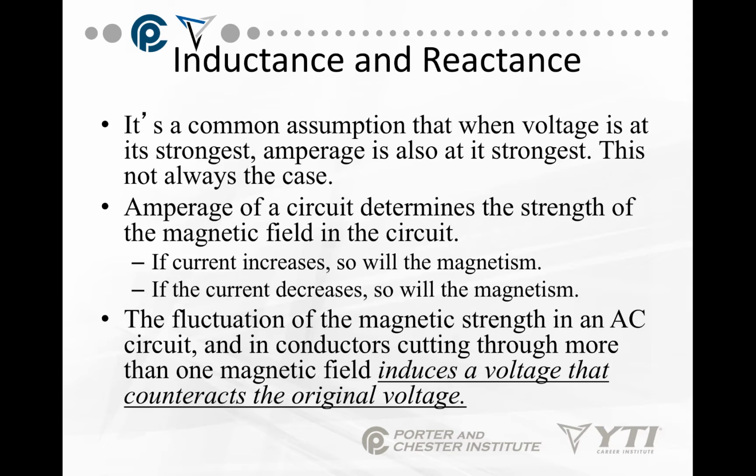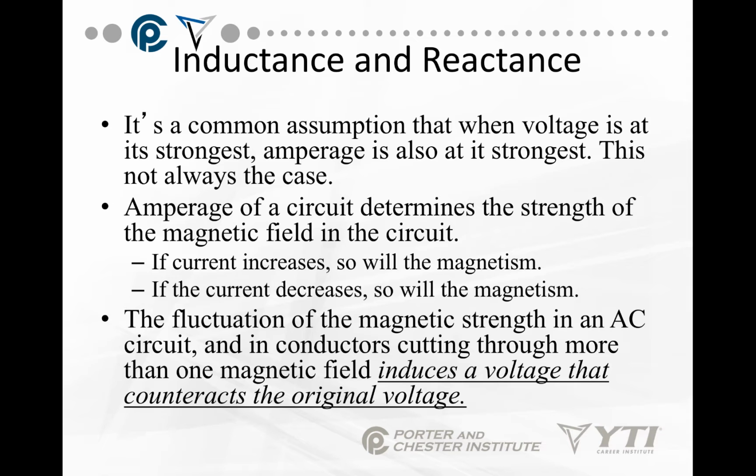We also have to worry about two terms called inductance and reactance. It's a common assumption that when voltage is at its strongest, amperage is at its strongest. This is not always the case. Amperage of a circuit determines the strength of the magnetic field of the circuit. If the current increases, the magnetism will increase. If the current decreases, the magnetism will also decrease.